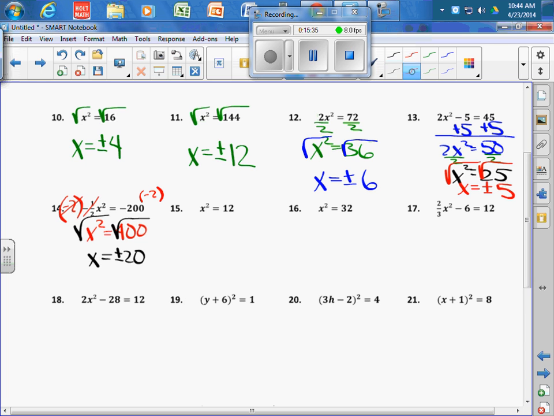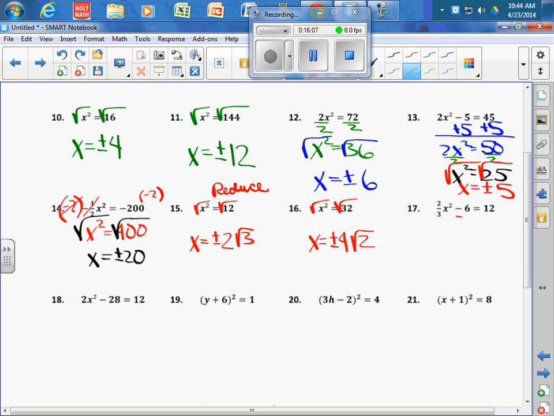In taking the square root of both sides here in number 15, well, we can't take the square root of 12 evenly. When that is the case, reduce. Do not round this one off. I want you to reduce the radical. So x is equal to plus or minus 2 radical 3. In number 16, taking the square root of both sides here, x is equal to, again, remember, plus or minus. We have 4 radical 2.